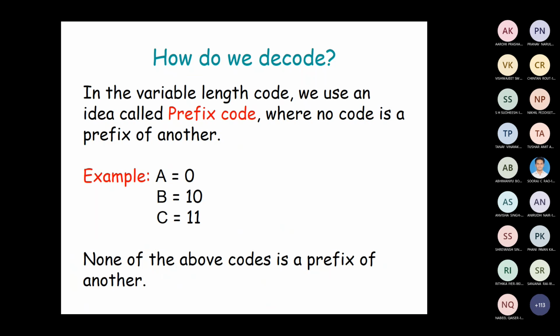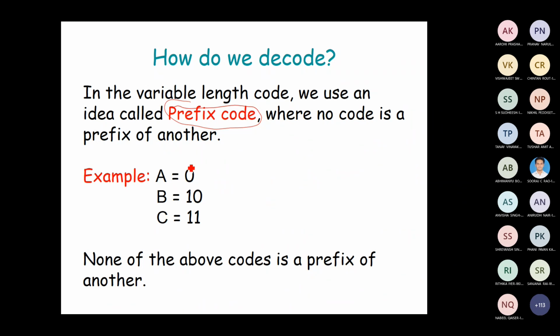Okay, now how do we decode in the case of a variable length code? We call it a prefix code. A variable length code is called by another name, a prefix code, meaning that the variable length code should meet the prefix property. What exactly is the prefix property? The prefix property says that no code should be the prefix of any other code.